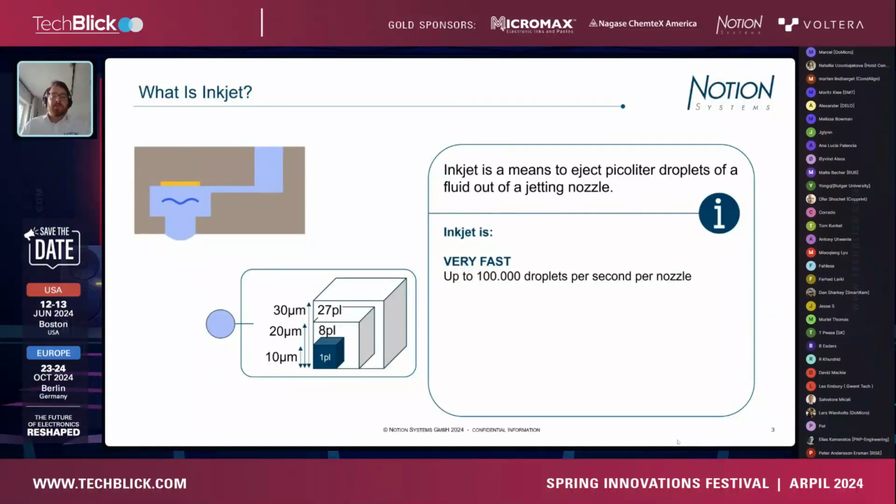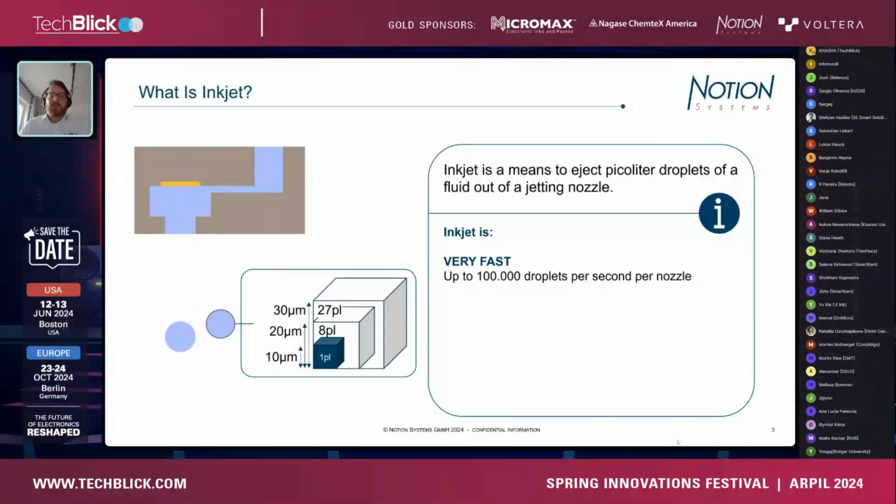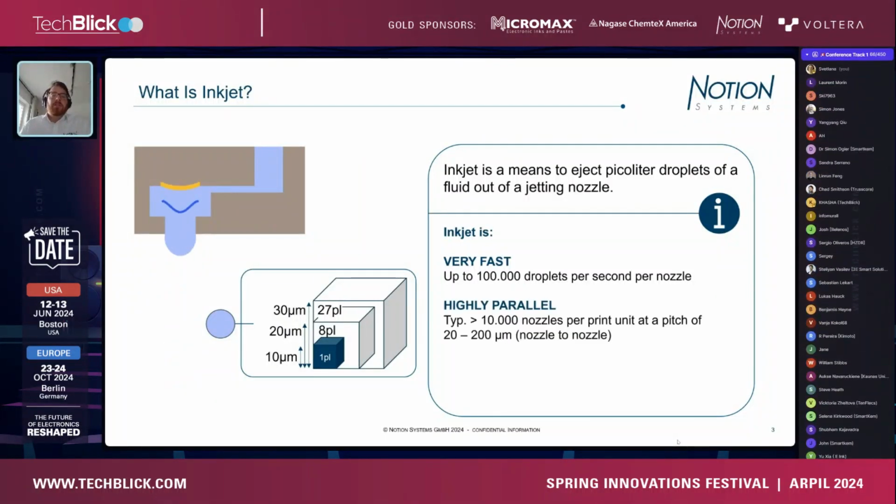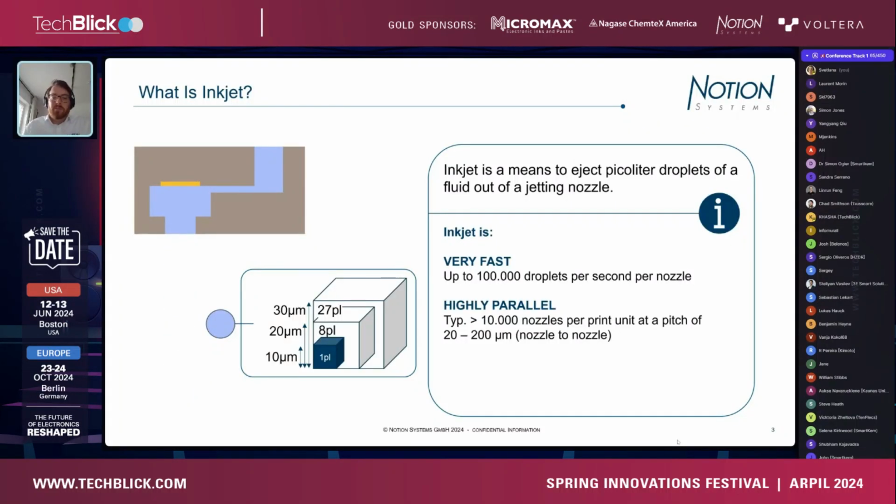Inkjet is very fast with up to 100 kilohertz, droplets per second per nozzle. It's highly parallel. You have multi-nozzles and even multiple print heads in one system. And as I mentioned, fully digital. So you only place the material where you need it in the first place.